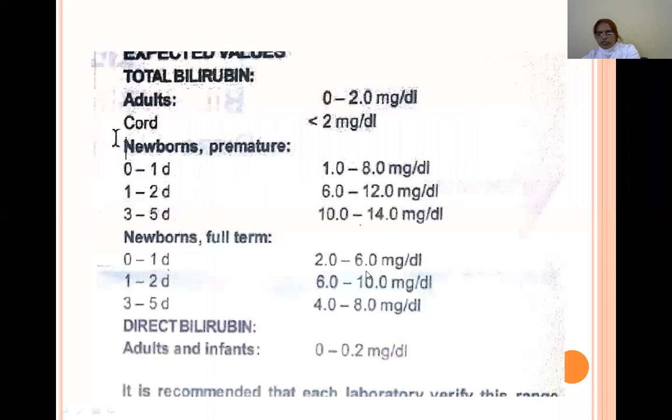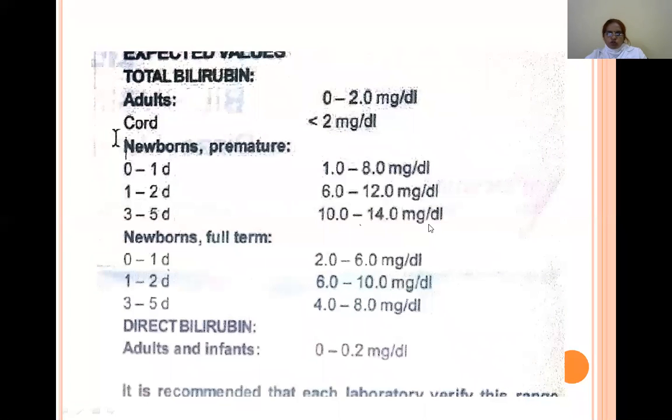See the normal values: total bilirubin in adults is 0 to 2.0 milligrams per deciliter. Normal values of total bilirubin in premature newborns: 0 to 1 day, 1 to 8.0 milligrams per deciliter; 1 to 2 days, 6 to 12.0 milligrams per deciliter; 3 to 5 days, 10 to 14.0 milligrams per deciliter.